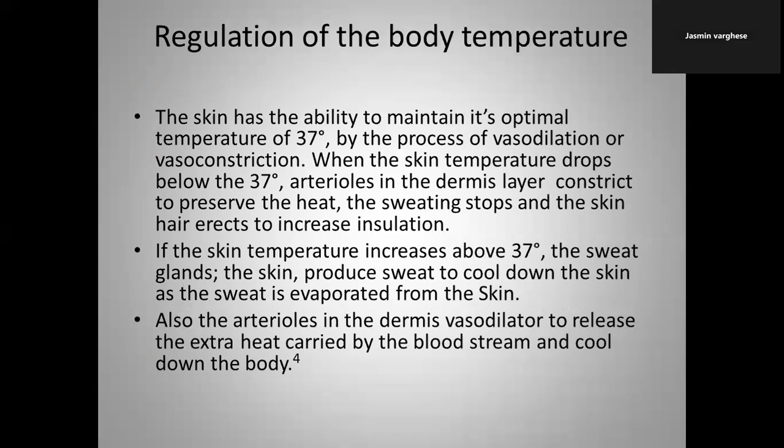The skin has the ability to maintain its optimal temperature of 37 degrees Celsius by the process of vasodilation or vasoconstriction. Vasodilation means enlarging of blood vessels, vasoconstriction means constriction of the blood vessels. When the skin temperature drops below 37, arterioles in the dermis layer constrict to preserve heat. The sweating stops and the skin hair erects to increase insulation. If the skin temperature increases above 37, the skin produces sweat to cool down the skin as the sweat is evaporated from the skin.